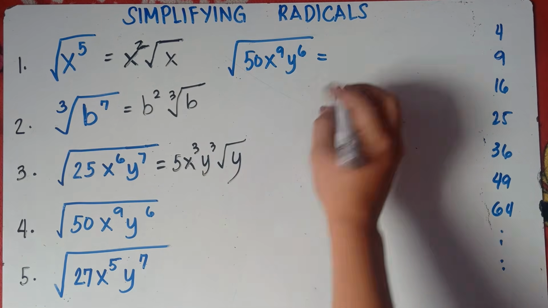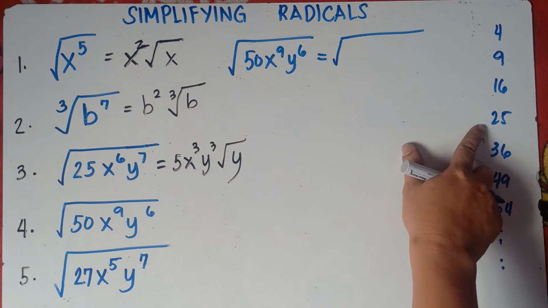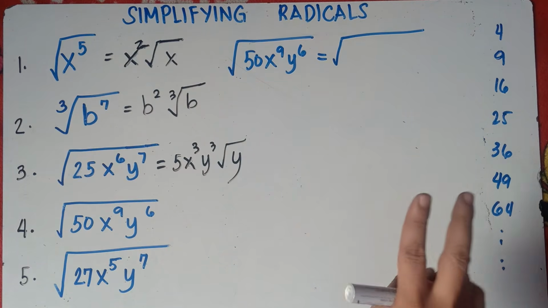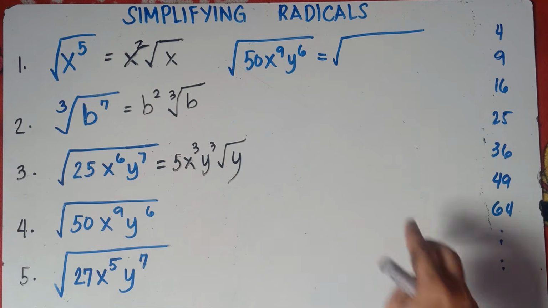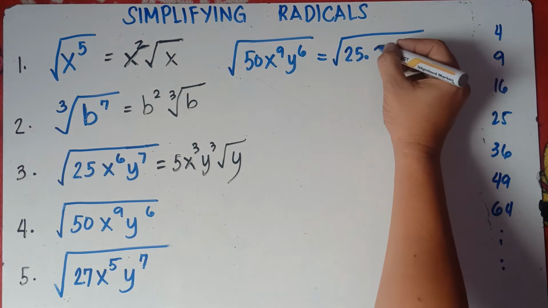Of course, 50, we can simplify this one with 25, right? 25 times 2, that is 50. 50 is not a perfect square, so we find two numbers. One number is a perfect square, the other is not. So for 50, we can simplify this one with 25 times 2.